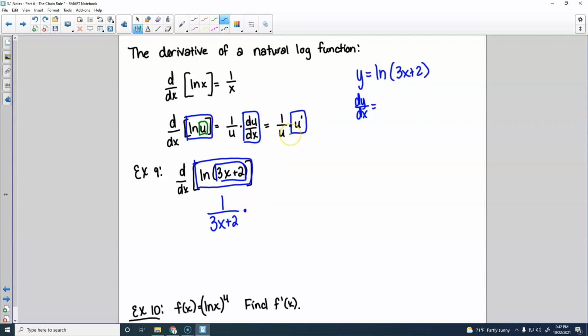That u prime is just a different way of writing it. So du over dx means the derivative of the inside. U prime is a different way of writing that same thing. What we know is we just need to take the derivative of the inside. What is the derivative of 3x plus 2? It is 3. Does that go on top or bottom? It is top. So we're going to get 3 over 3x plus 2. Derivative of 3x would just be 3. It's 1 over whatever's in the parentheses.